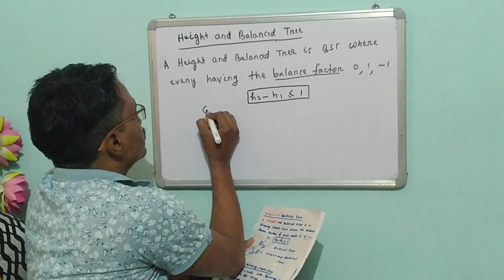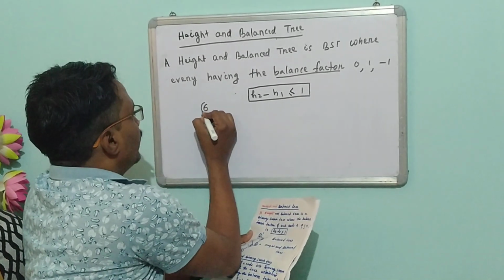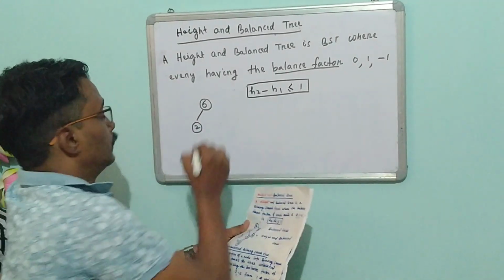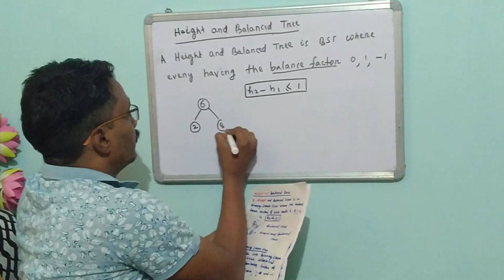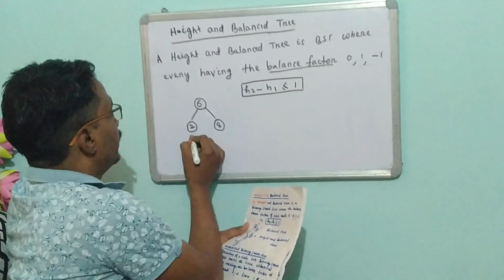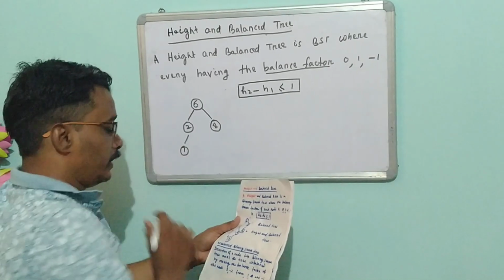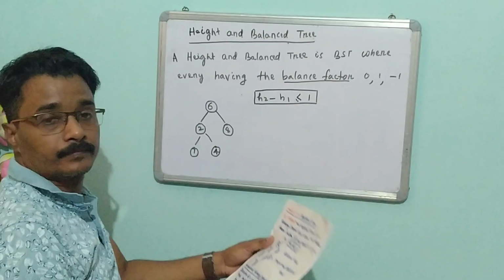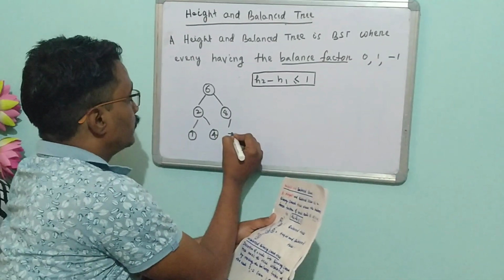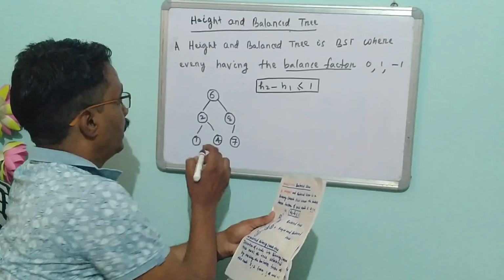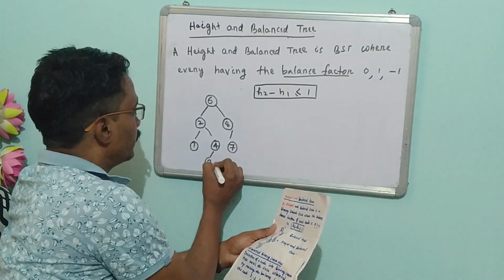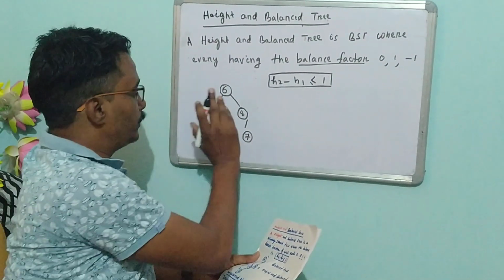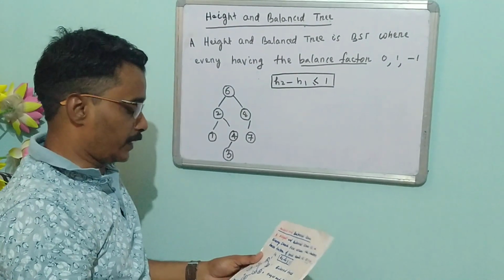So let it be a binary search tree. This is 6. This is 2. This is 8, and again 1. Obviously 4 is there, and this is 7, and here it is 3. So this is a binary search tree, and we will calculate whether it is a balanced tree or not.